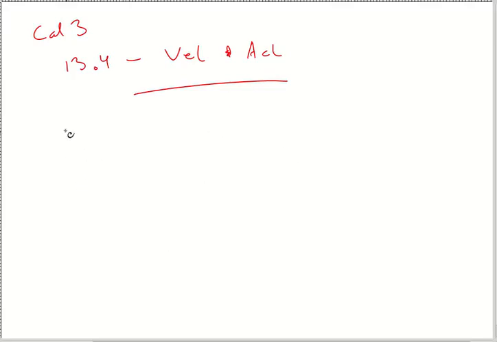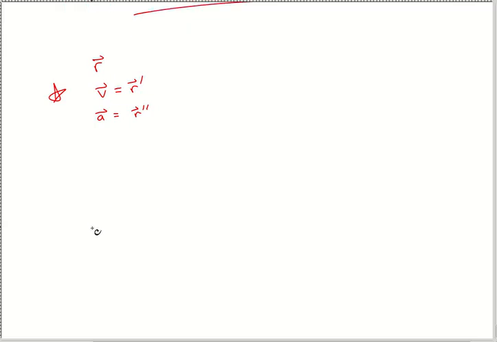I'm just going to give you the very basic formula of both of these. You have an r, and then you have v, which is r prime, and then you have an a, which is r double prime. There you go, there's your formulas. Alright, let's do some math.